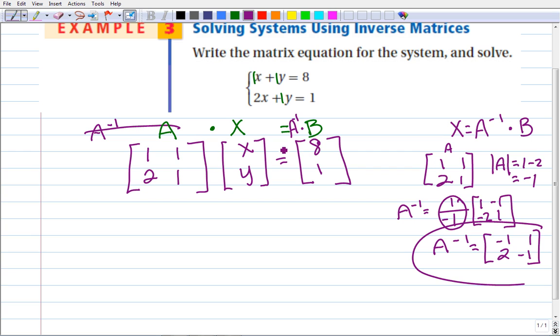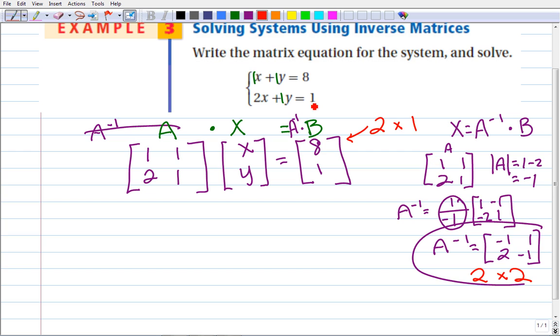Well, that's because looking at the dimensions of my inverse matrix, that's a 2 by 2, 2 rows, 2 columns. Looking at the dimensions for this one, I have 2 rows and 1 column. The trick to this working is you have to multiply them in the same way.